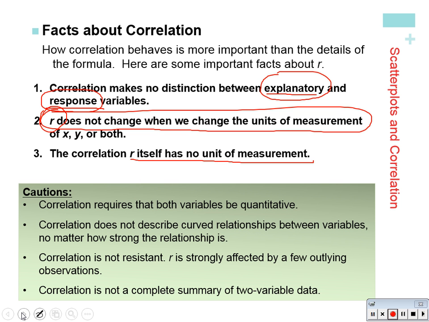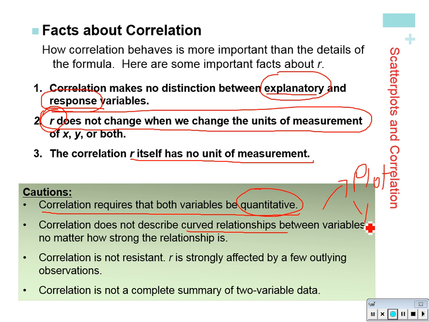And just some other things to be aware of with correlation. One is correlation only applies to scatter plots, which means you have to be talking about two variables that are quantitative. Big thing there. Correlation does not describe curved relationships. Correlation is only involved with relationships that are linear. So with this one, make sure you plot your data. Just make a note of that. Make sure you plot your data.